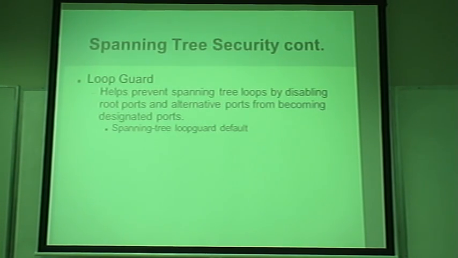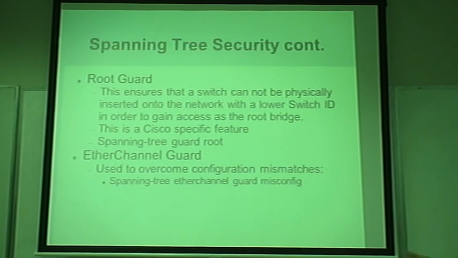Root guard is where we control the election of your root bridge. Again, more administrative in nature, but from a security standpoint, it can help you defeat a denial of service attack. So a lot of times in a well-architected collapsed backbone environment, you're going to have your core, distribution, and access layers.